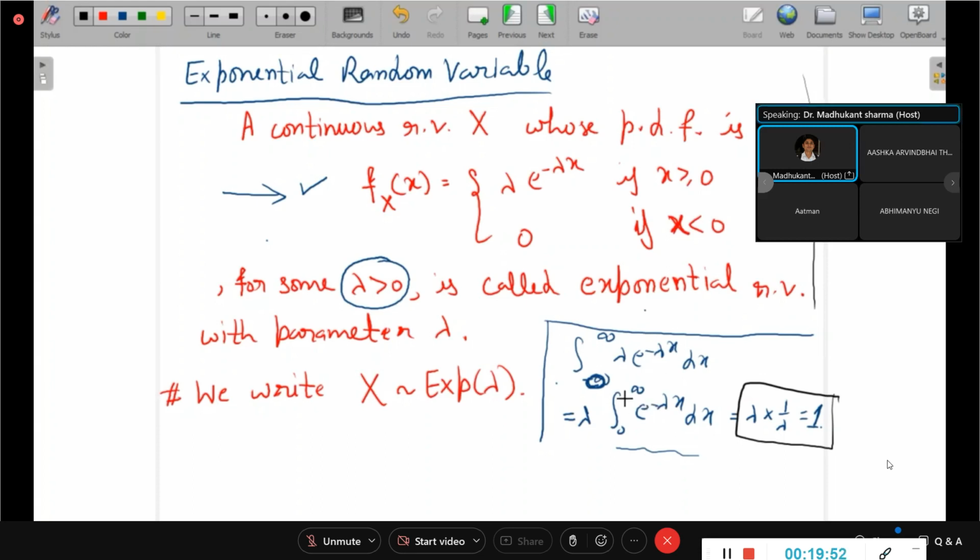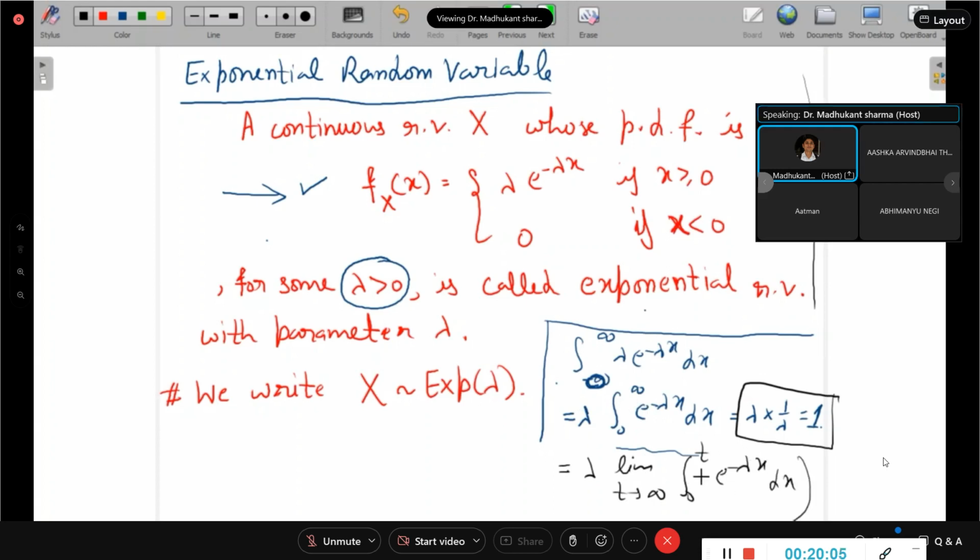You can write lambda times the limit as t tends to infinity of the integration from 0 to t of e to the power minus lambda x dx. Putting upper limit minus lower limit and letting t tend to infinity, you get the value 1 by lambda, and lambda gets cancelled with this lambda, giving 1. This lambda also has a specific name, which we will mention.